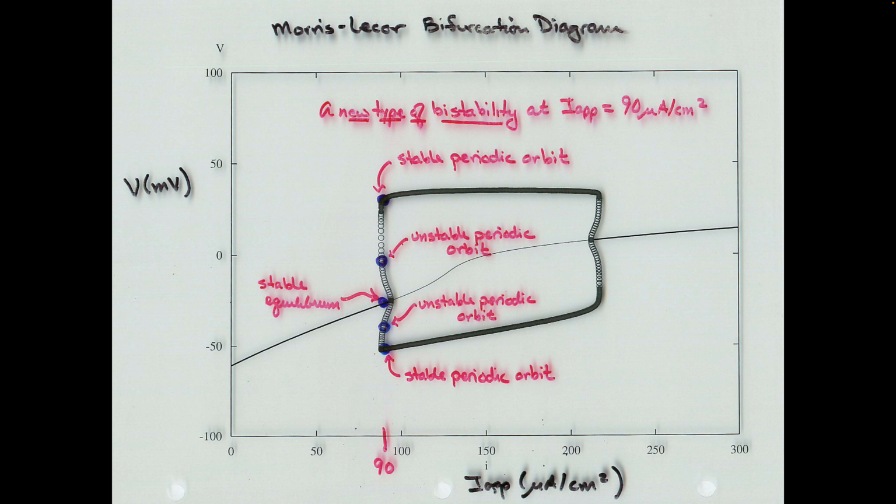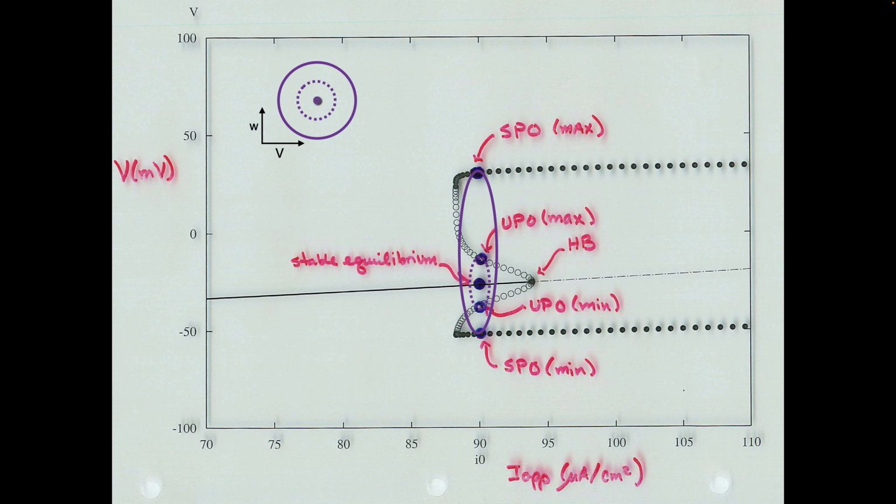Now, I want to zoom in on this bifurcation diagram into this one region here, for values of applied current that are around 90 micrograms per centimeter squared, and make the point that we really have a new type of bistability here, because for this particular value of applied current, there's a lot going on. We have a stable steady state, we have an unstable periodic orbit, and we have a stable periodic orbit. If I blow this up, change the scale of the horizontal axis, you can see this maybe a little bit more clearly.